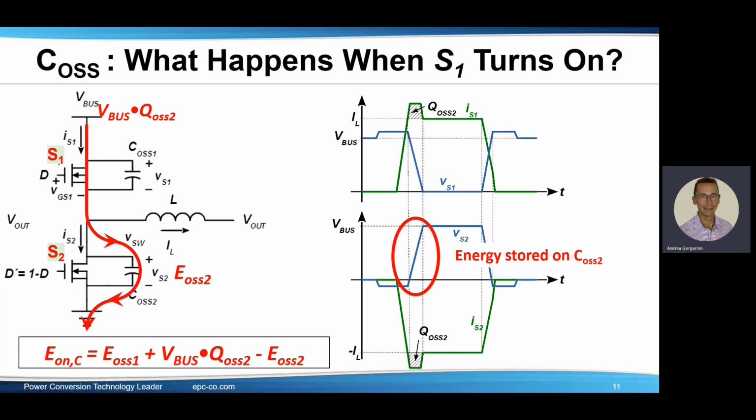Now, we can compute the total energy lost during the turn-on of S1 due to capacitive effects. And that is the EOSS1 from the S1 turn-on, plus the energy provided from the bus to charge COSS2, and that's V bus times QOSS2, minus the actual energy that is stored in the COSS2, which is EOSS2. And this is the full equation.